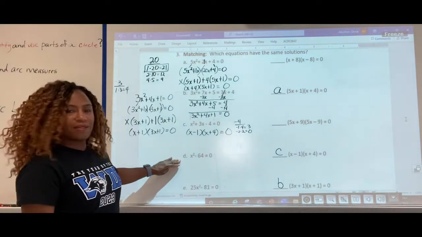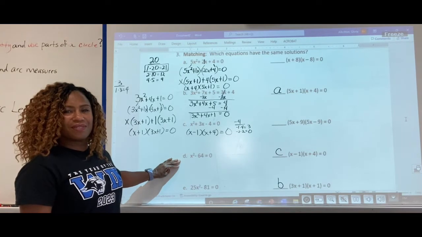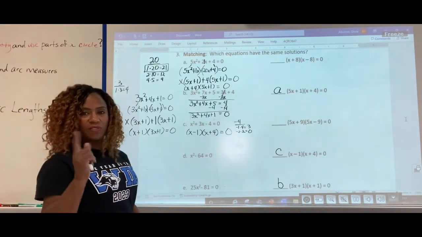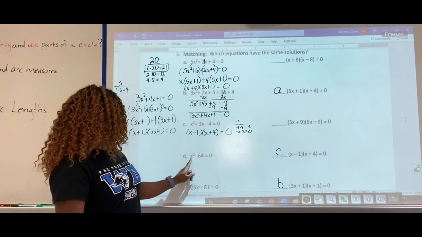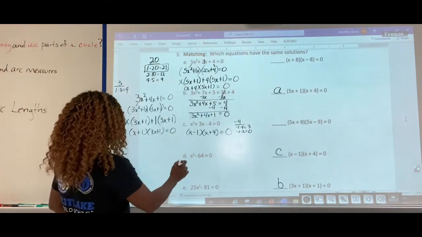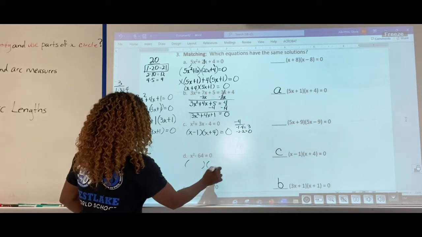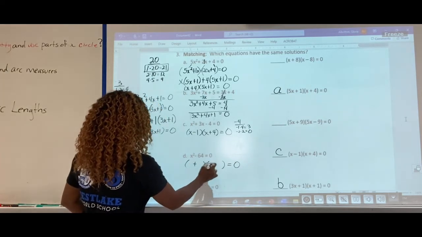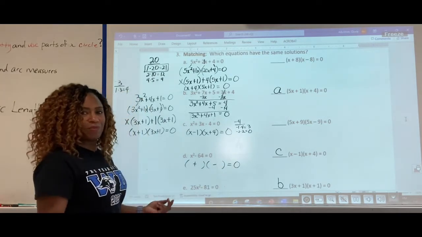All right, D. Now, do you notice that this is a difference of squares? We could use that method. How do I know? Because difference means subtract, and we've got two perfect squares. So let's break it apart. And if you recall, that method says that you want to ensure that you've got a plus and a minus when you break them apart.